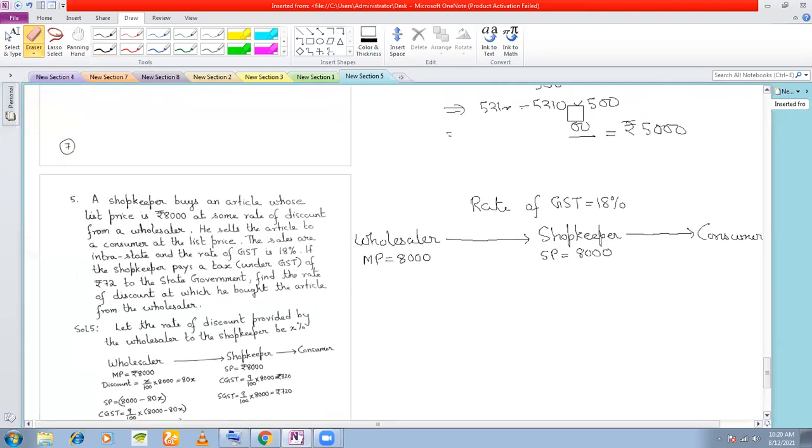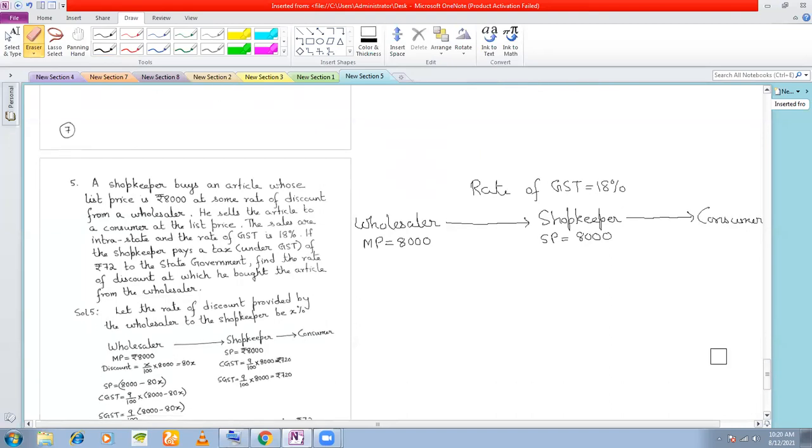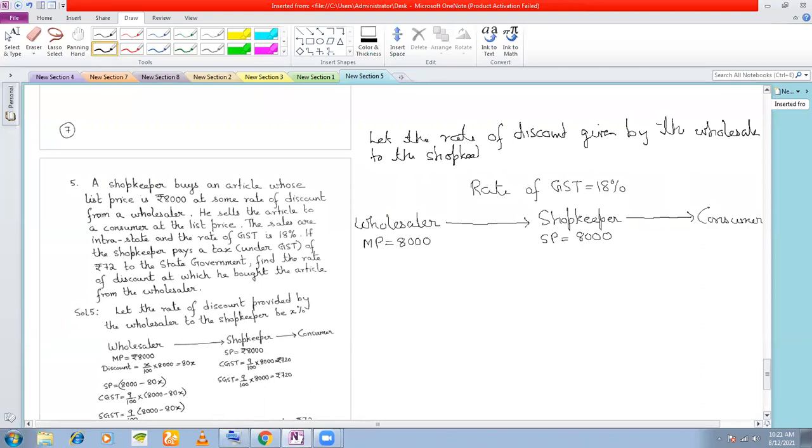Now, since we don't know the rate of discount that is provided by the wholesaler to the shopkeeper, I say let the rate of discount given by the wholesaler to the shopkeeper be X%. Suppose X% discount the wholesaler is giving.